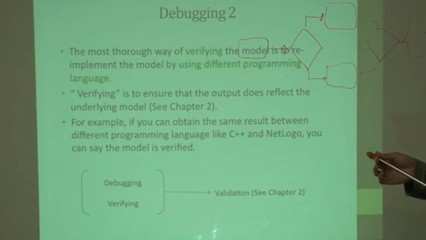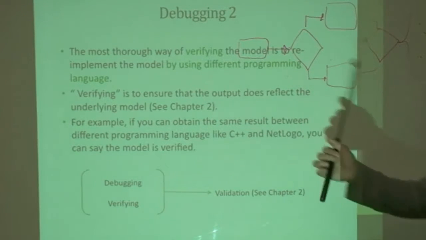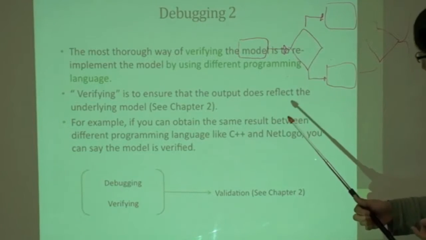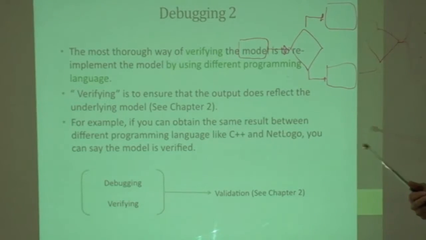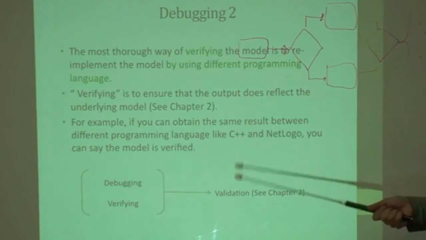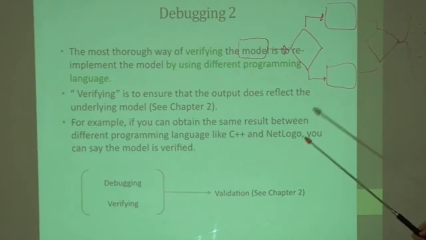The most thorough way of verifying the model is to implement the model using a different programming language. So what is verifying? Verifying is to ensure that the output does reflect the underlying model. You can see verifying in chapter 2. For example, if you obtain the same result between different programming languages like C++ and NetLogo, you can say the model is verified. After debugging and verifying, you have to validate the program. The validation is written in chapter 2.